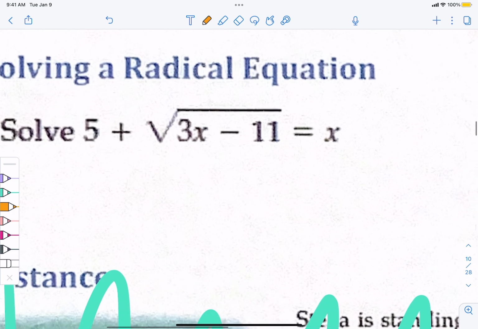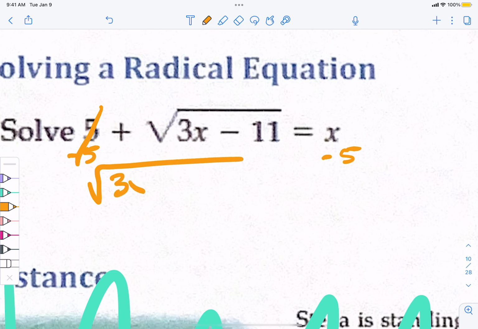Okay, so we're going to solve this thing, and the key here is that we have to isolate the radical. We've got to get the radical by itself. So we have to move the 5, right? I need to get the 5 gone before I can even start. I've got the square root of 3x minus 11, equals x minus 5.